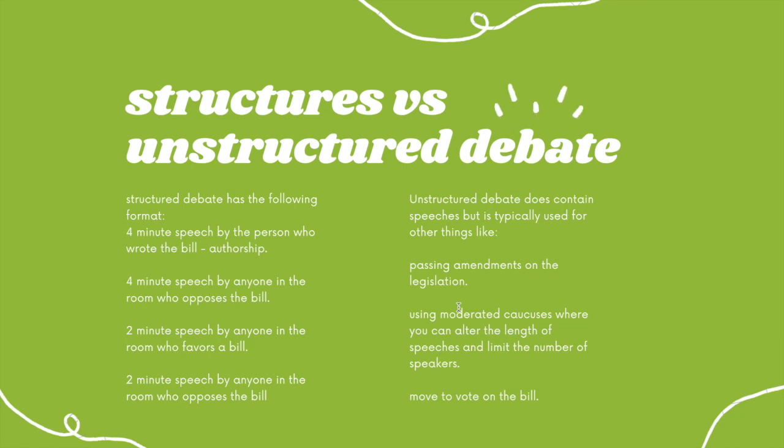granted. During unstructured debate, this does not contain speeches typically, but is also used for other things like passing amendments on legislation and using moderated caucuses. Now, this is where you do have speeches, but in a moderated caucus, the difference between the structured debate and this caucus that you're in is that you can alter the length of speeches and the number of speakers. So typically, you would have someone motion for a moderated caucus of 4 speakers for 1-minute speaking time. You can change the speaking time and the amount of speakers up to how much effort you want.